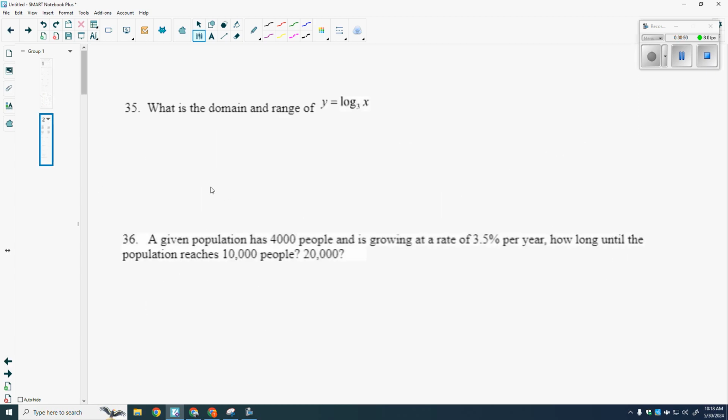Page 2. Question 35. What is the domain and range of a logarithm? Remember, my log base 3 looks like this. When x is 0, y is 1. When x is 1, y is 0. When x is 3, y is 1, right? If I put a 3 right there, I get my logarithm graph.